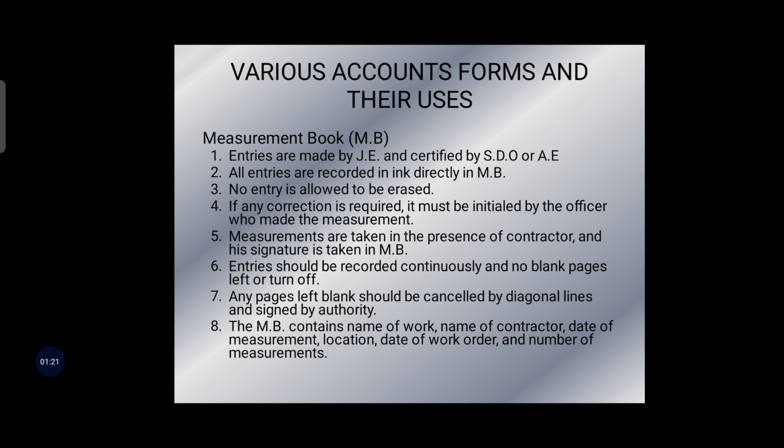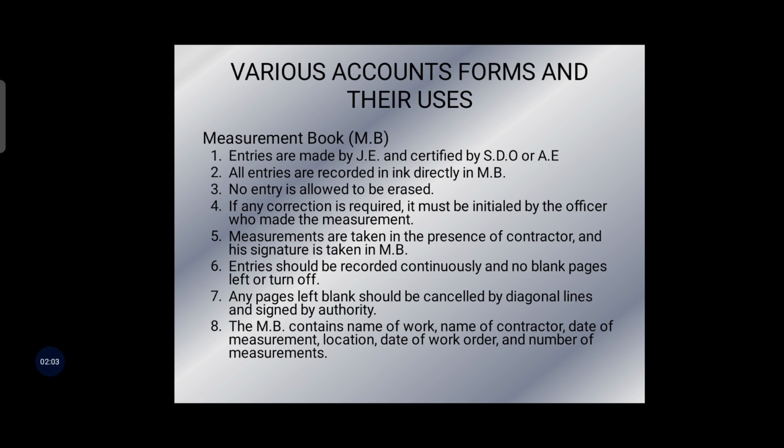So there are various account forms used in PWD. Now the first one is the measurement book. It is the book in which the measurements of all works and supplies are recorded, that is form number 23, and the payment of all work is made on the basis of the measurements recorded. It is a very important account record. The entries are made by the junior engineer and certified by the subdivisional officer or assistant engineer.